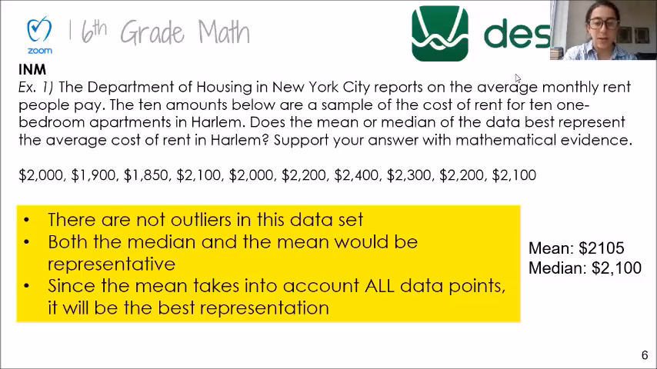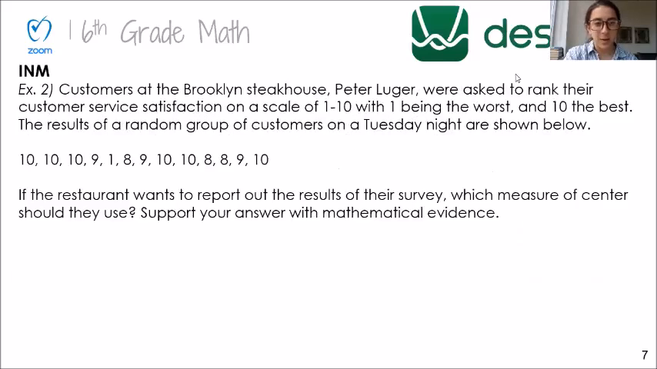So if you said that the mean was the best representation, you were spot on. And if you said that's because there are no outliers and the mean takes into account all values, you remembered our key point absolutely perfectly. Nice job. Let's look at one more example together.